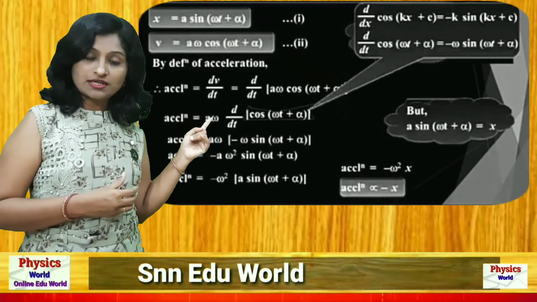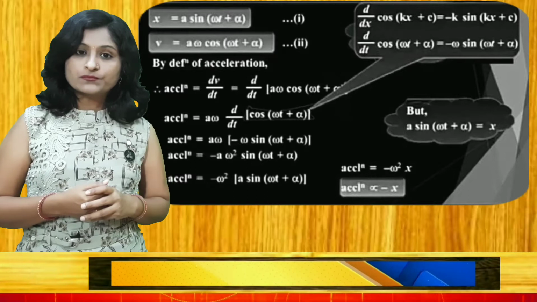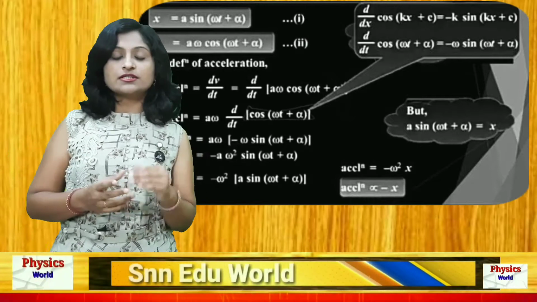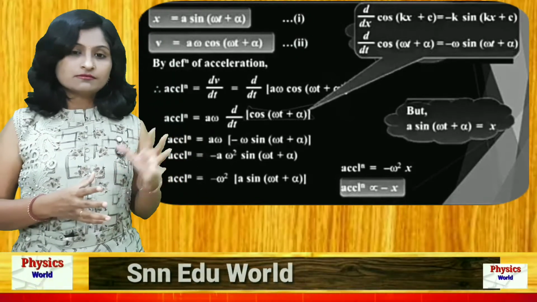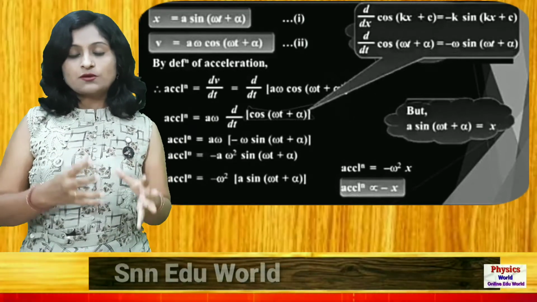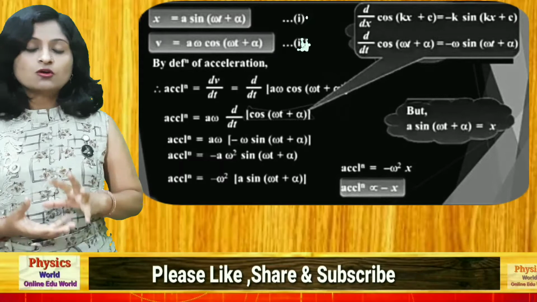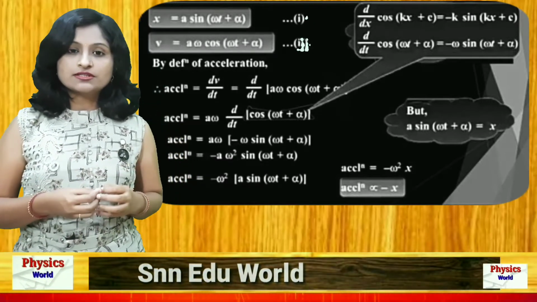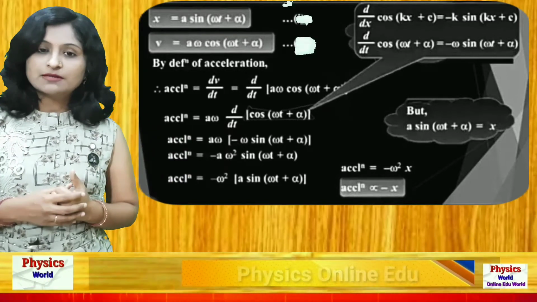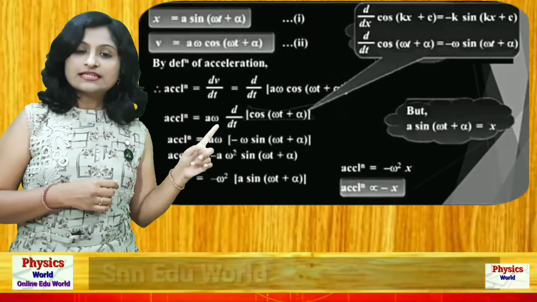So acceleration a is equal to dv by dt, and we just found what v is: A omega cos(omega t plus alpha) is v. So substitute here and take differentiation with respect to t. In a similar manner, the differentiation of sin theta is cos theta, and the differentiation of cos theta is minus sin theta. So the differentiation of cos of (omega t plus alpha) will be minus sin(omega t plus alpha). So we get the value of acceleration; since the minus sign came, we take it at the start of the term: minus A omega sin(omega t plus alpha).